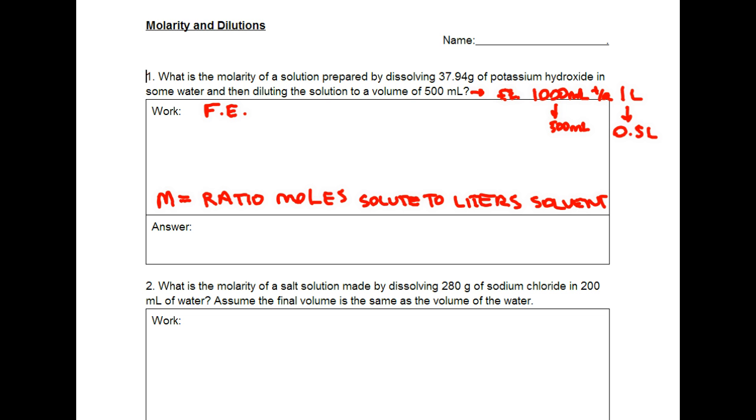Saying the molarity is a ratio of moles of solute to liters of solution, another way of saying that is a division problem. But before we do that, let's actually write out the for every statement in a way that we can see it. So for every 0.68 moles of potassium hydroxide, there are 0.5 liters of solution.